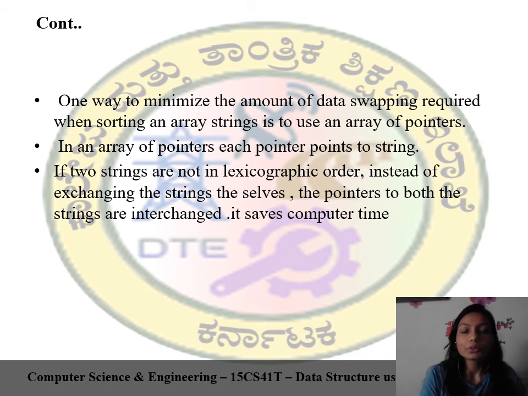One way to minimize the amount of data swapping required when sorting an array is to use an array of pointers. In an array of pointers, each pointer points to a string. If two strings are not in lexicographic order, instead of exchanging the strings, the pointers to the strings are interchanged. It saves computer time. Lexicographic means alphabetical order.